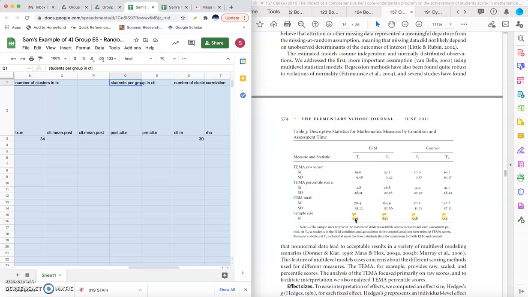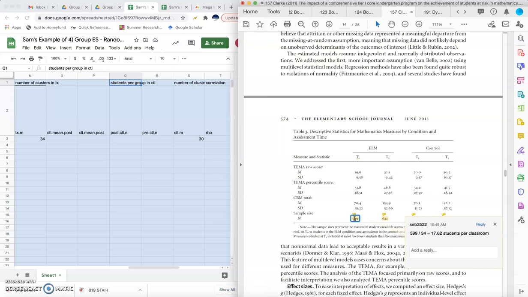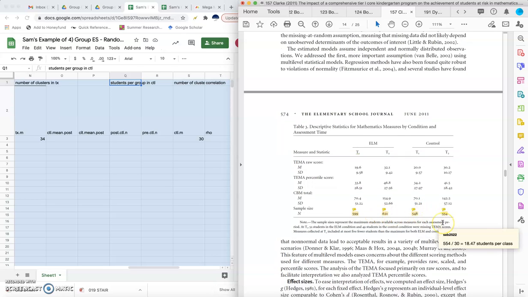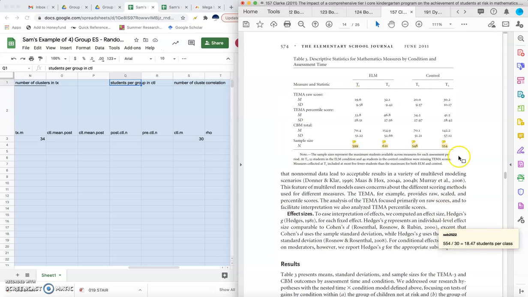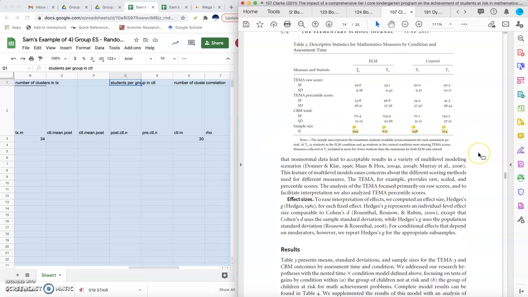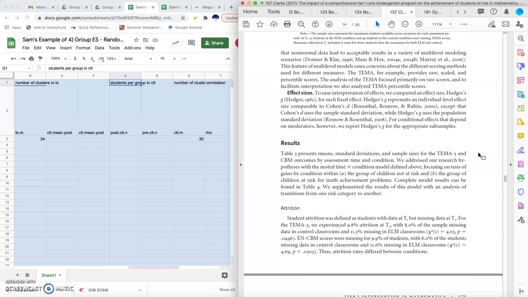So on my first pass in this article, I thought this was all the students at risk, so I went ahead and I calculated the number of students per classroom, but as I kept reading, I figured out this wasn't correct. I can't use these numbers. This is the sample size for all of the students, including students not at risk. So I have to keep looking.